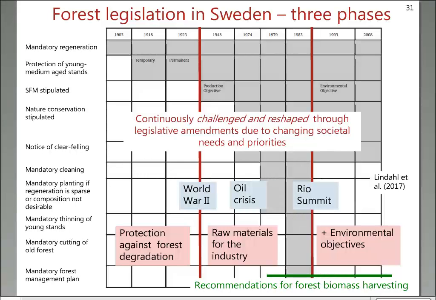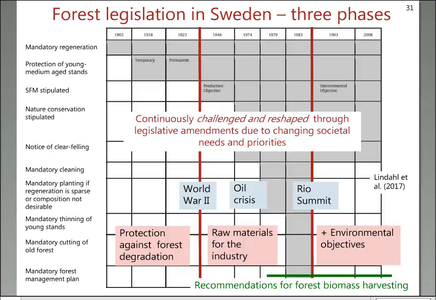Then I'm changing to forest now, also to look at how dynamic governance can be. And the special thing here is that we have a very long time series. You can see from 1903, forest legislation in Sweden, and the authors here, Lindahl et al., identified 3 periods of developments in Swedish forest legislation.